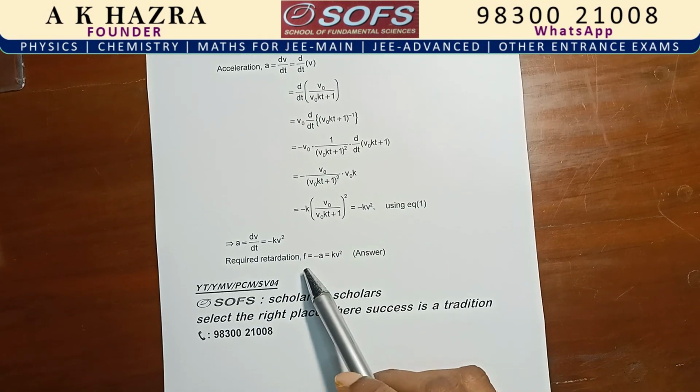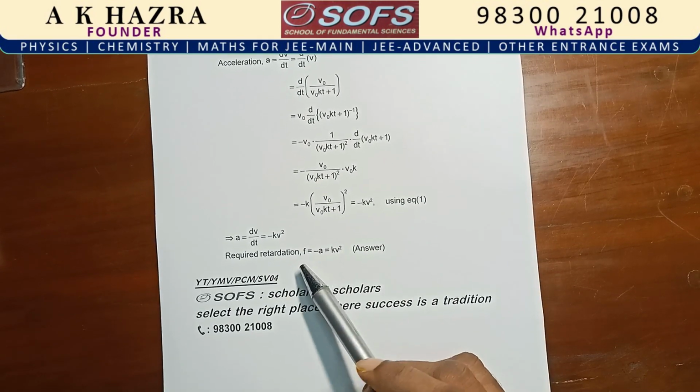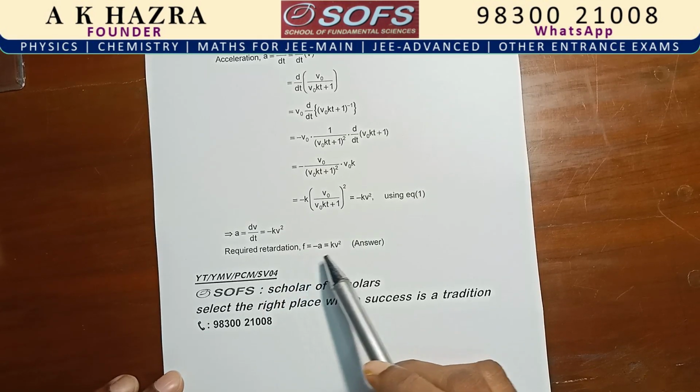Retardation is a negative acceleration. Retardation is a positive quantity, be careful. So retardation f is equal to minus a is equal to k v square.